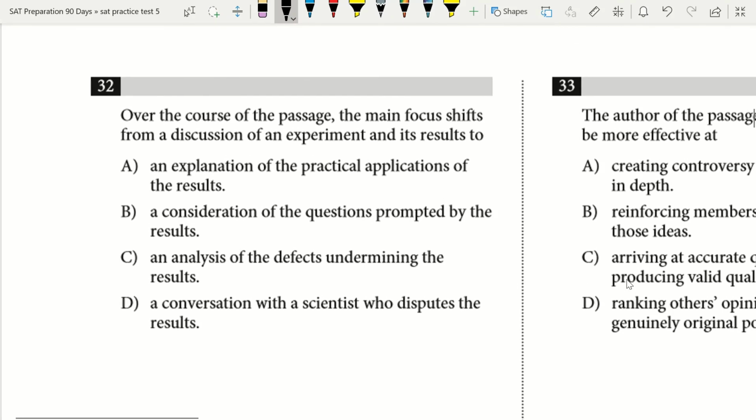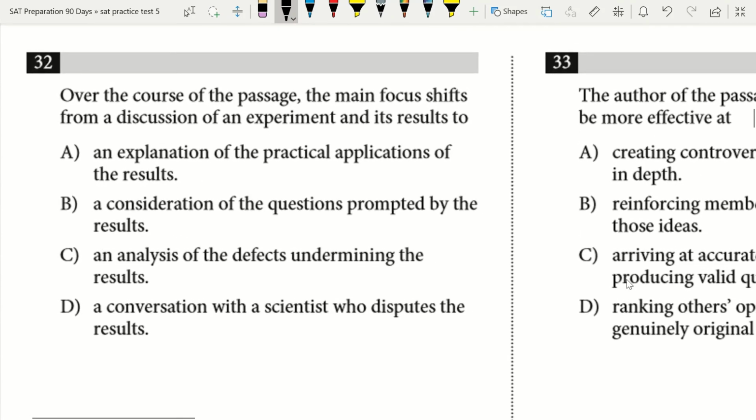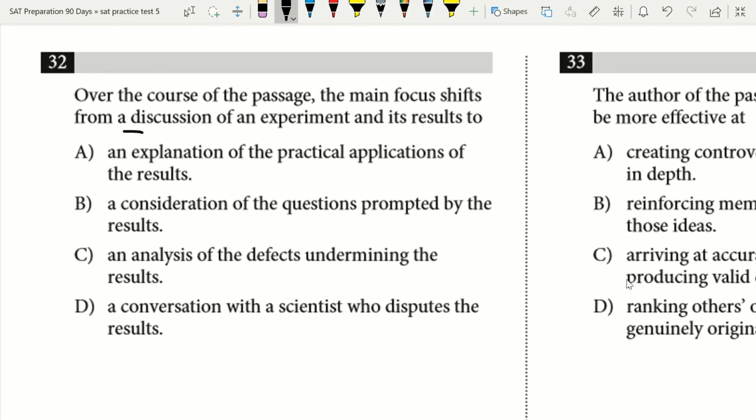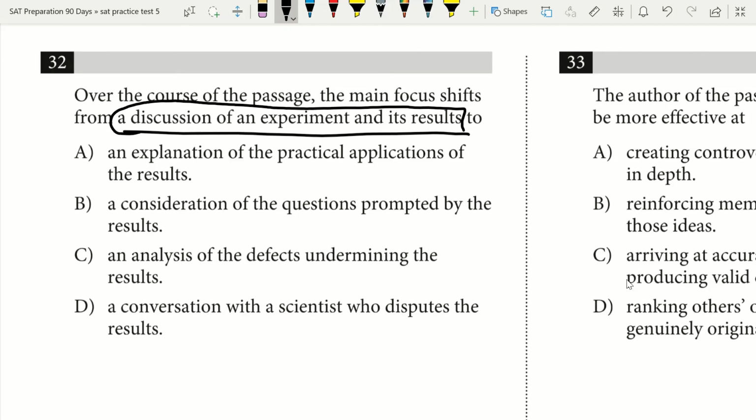So if we look at question 32, it talks about over the course of the passage, the main focus shifts from a discussion of an experiment and its results to what? So in this case, they're giving us the beginning, right? They're giving us what we're starting our passage with, our initial focus. And we're asked to finish with what our final focus is.